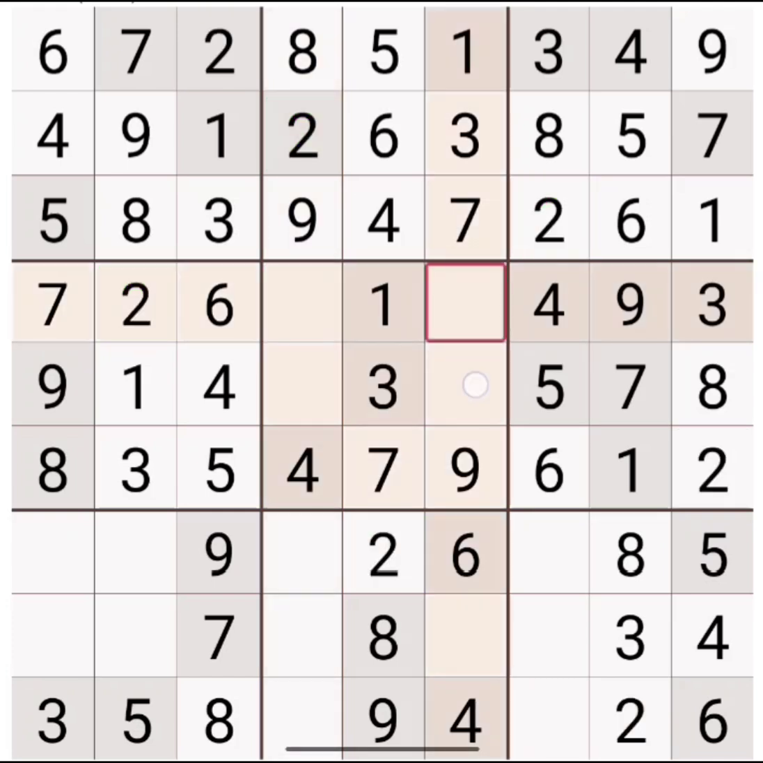Let us complete the center box. In this box, 1, 3, 4, 7, 9 are there. 2, 5, 6, 8 are missing. But we cannot place 2 in these two cells because 2 is in the same column. And 2 we cannot place here also because 2 is in the same row. So, we'll place 2 here.